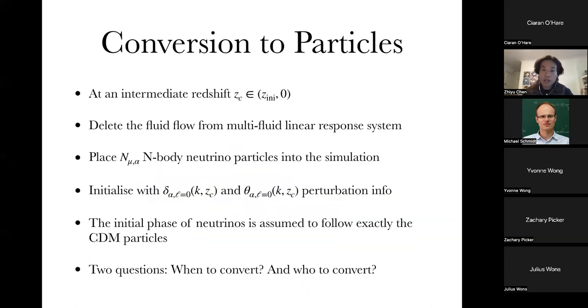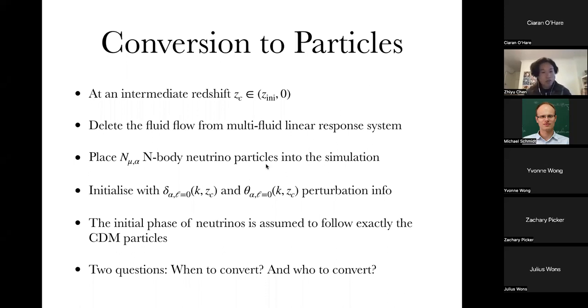Okay, so just to say a bit about how we do the conversion. The conversion can happen at any time you want. You pick a particular intermediate redshift between the start and the end of the simulation, and you essentially pause the simulation and put the particles in. You delete the fluid flow from the multi-fluid perturbation system, so you make sure you don't double count them. The deleted fluid flow will then be replaced by N-body particles, so a collection of neutrino particles is put into the simulation.